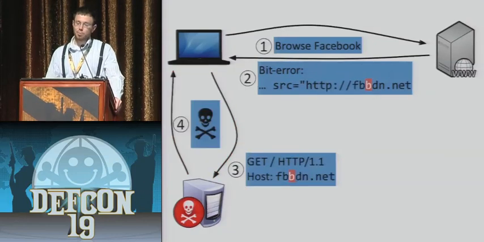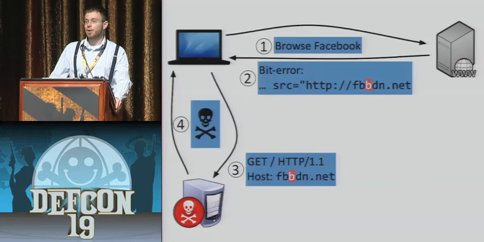And as an overview, you're browsing Facebook. A bit error happens somewhere in the content, either on the cache or maybe somewhere in your memory or maybe when you're parsing HTML. And crucially, when you make the HTTP request, your host header has the BitSquat domain and not the original domain. So, what's the actual breakdown of these that we see?